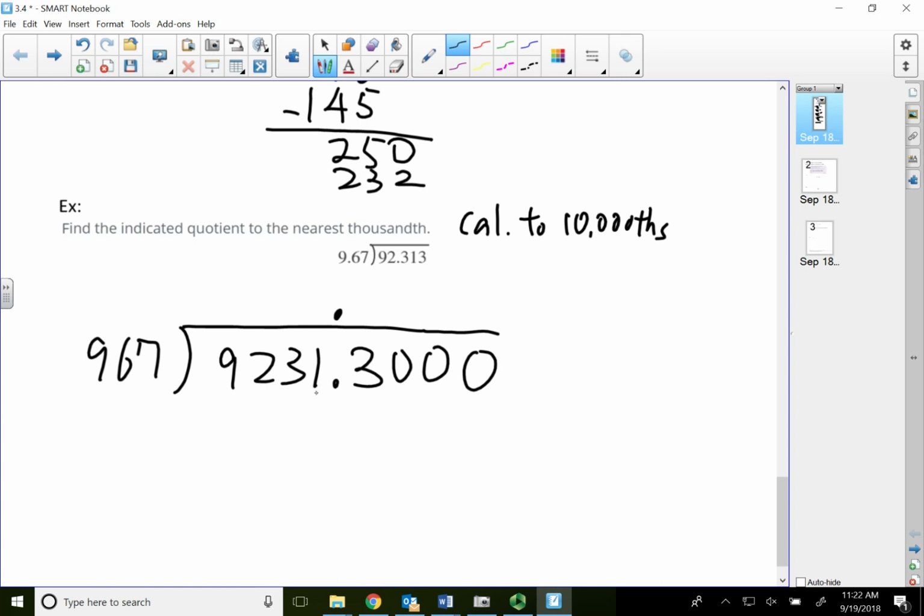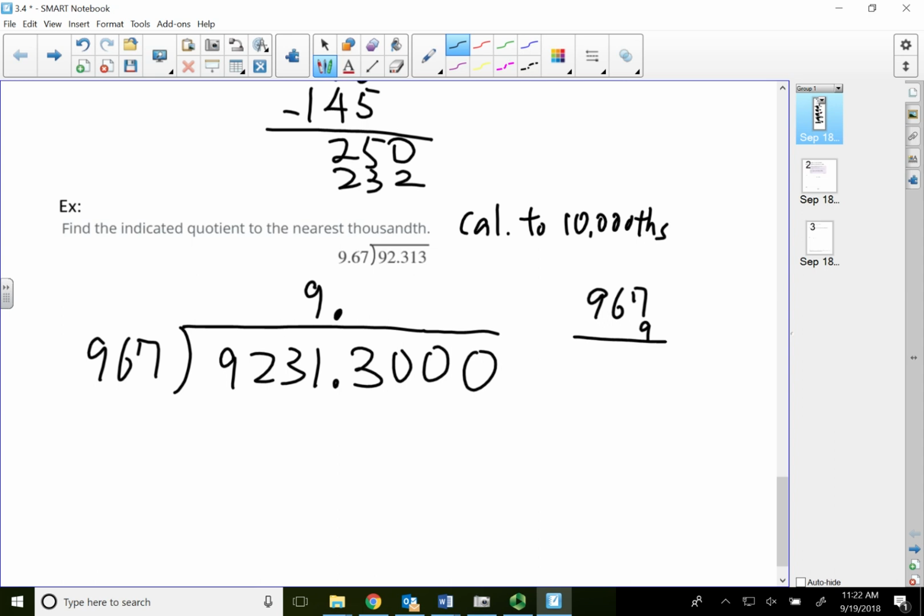967 has to go into 9,231 at a time. Let's try about 9, because 9 going into 9 is about 10 times. So let's try with 9. Maybe 9 is too big. I don't know. So let's do this on the side.